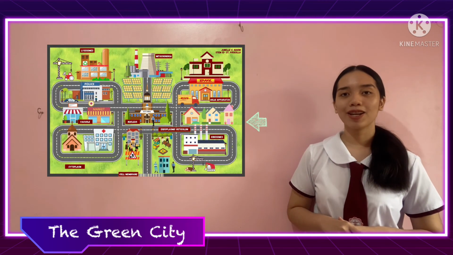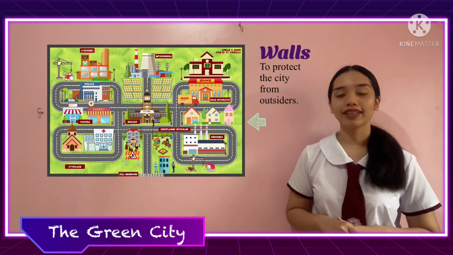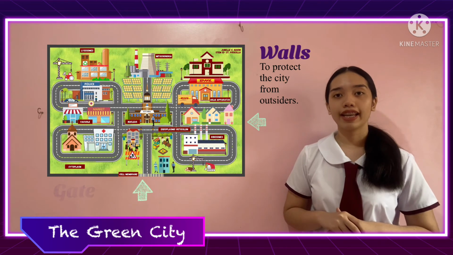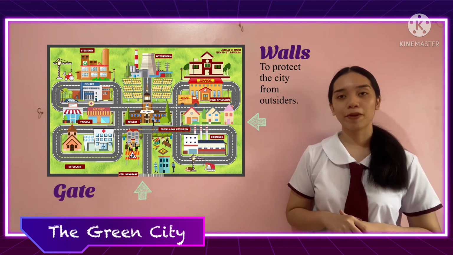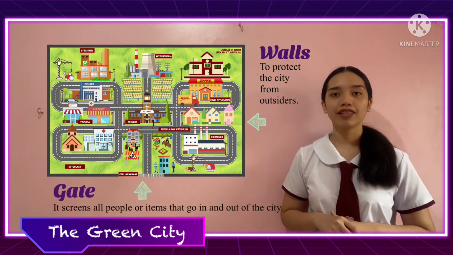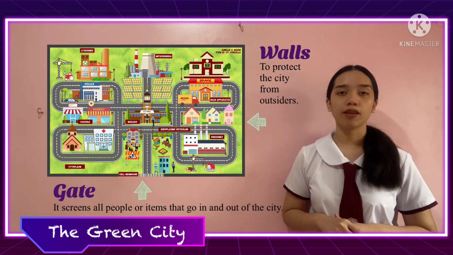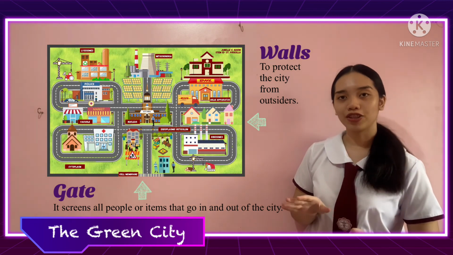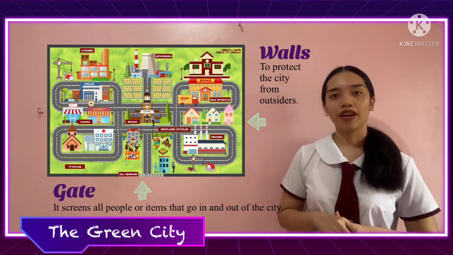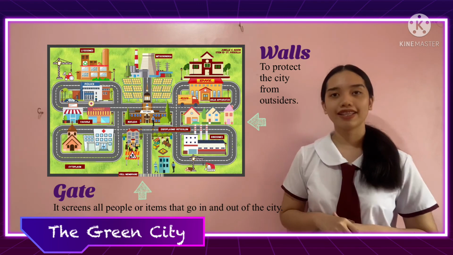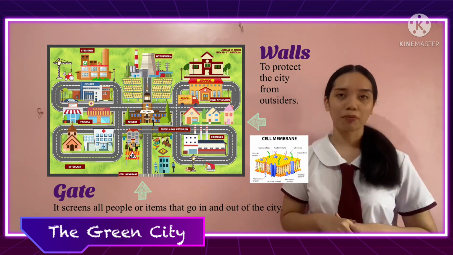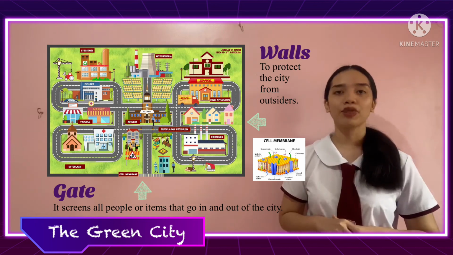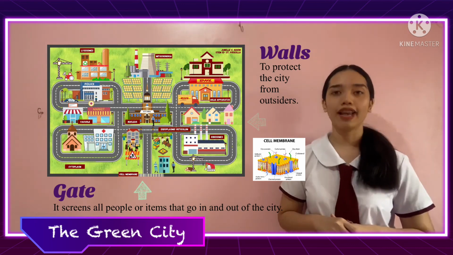Additionally, this city is surrounded by walls to protect it from outsiders. And from the walls, there is a gate attached in the center that screens all the people or items that go in and out of the city. This function of the Green City wall is the same as the function of the cell membrane, which serves as a barrier and gatekeeper that keeps toxic substances out of the cell.